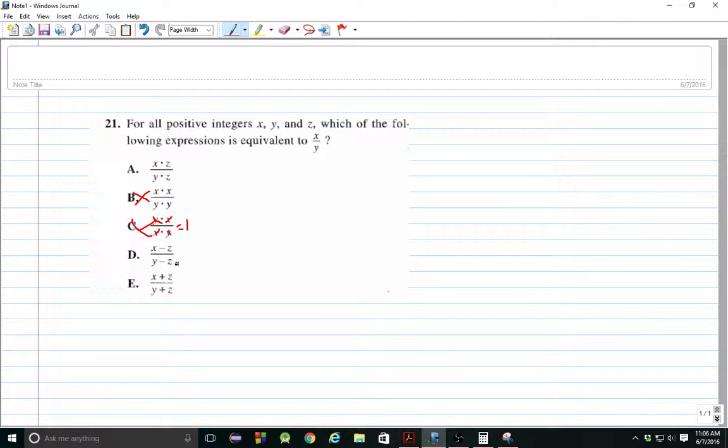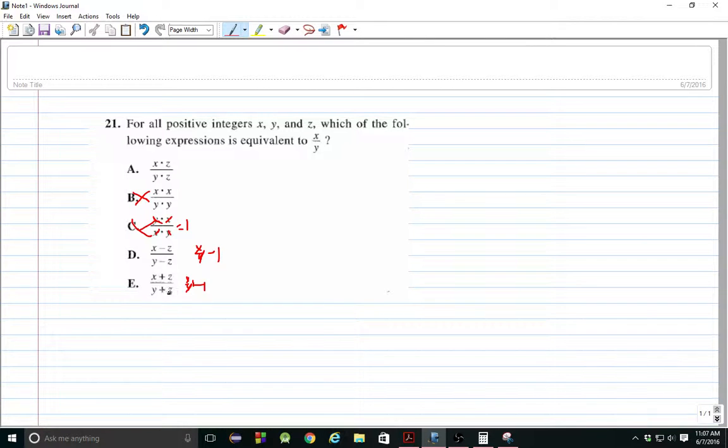Here we have a different problem. x minus z over y minus z. This is essentially the same as saying x over y minus 1, or minus z over z. And this E over here is the same thing as saying x over y plus 1, right?